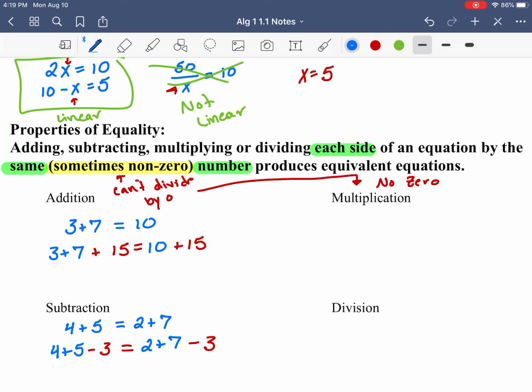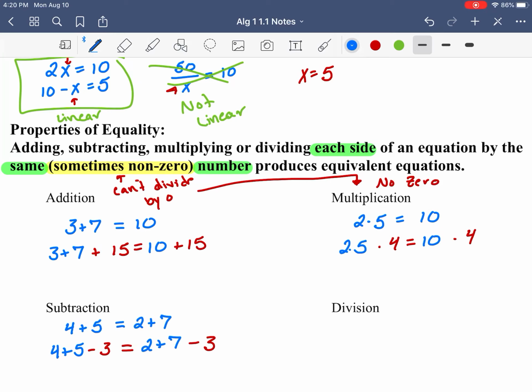And I'll show that here in this next example. Okay. So now we have multiplication. So we can multiply both sides by the same thing. So here if I have 2 times 5 equals 10, I can take this side and this side, multiply both sides by 4, and it's still equal. Now we have 40 equals 40.